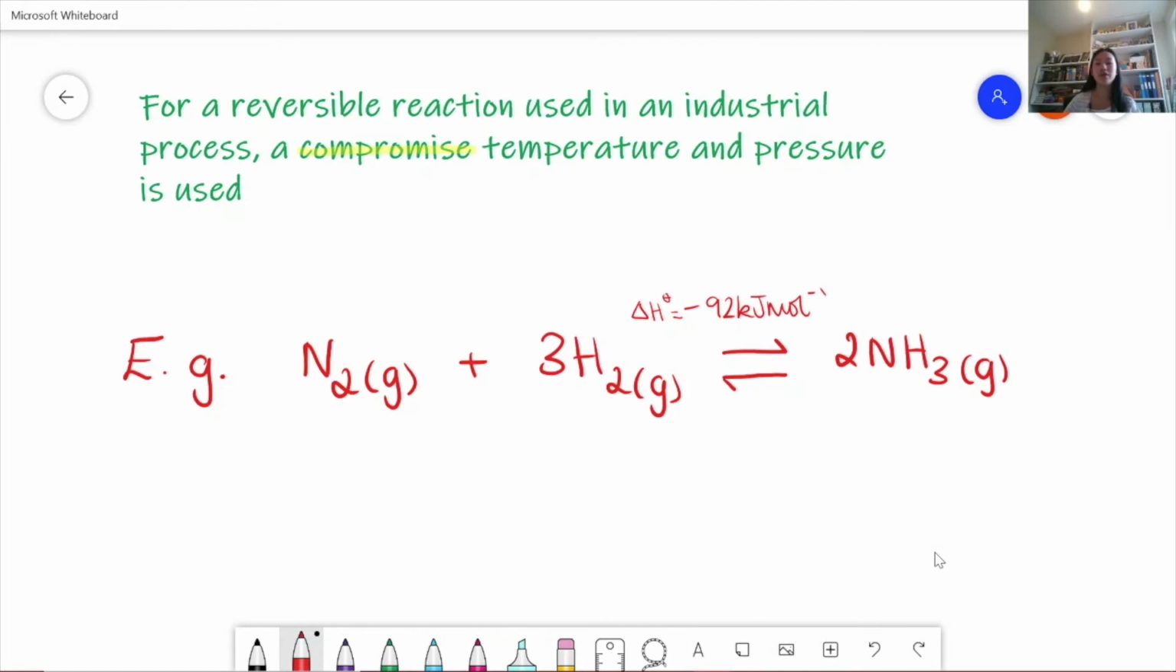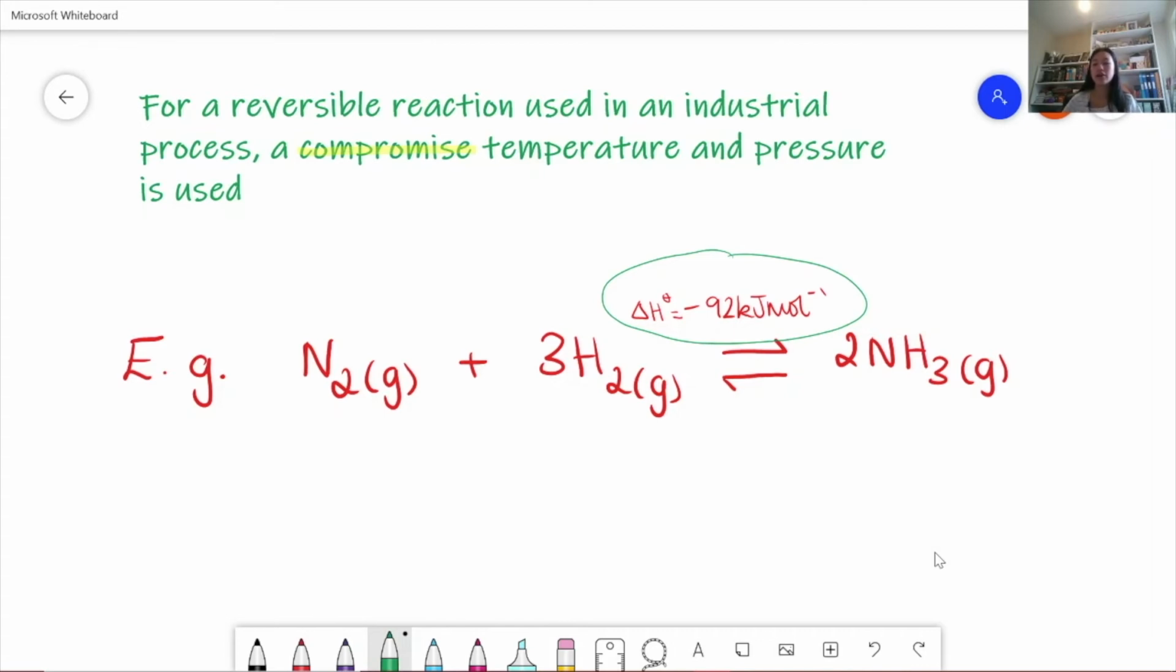So a really important thing to know is that for a reversible reaction used in an industrial process, a compromised temperature and pressure is used. We can use the Haber process as an example. So in the Haber process, we combine nitrogen and hydrogen to form ammonia, and this is used to make fertilizers and explosives. So the forward reaction is an exothermic reaction because the delta H is negative here. And that means that the back reaction is endothermic.